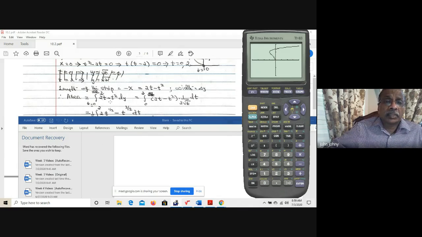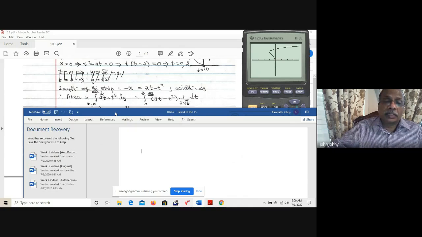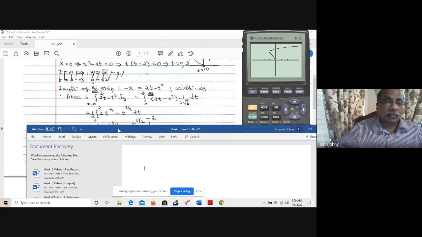That is the length, and dy, and dy is 1 over 2 times square root of t dt. That is the integral of x dy. That is a formula, but in this case x is negative, so you change the sign. So the formula is the integral of x dy.